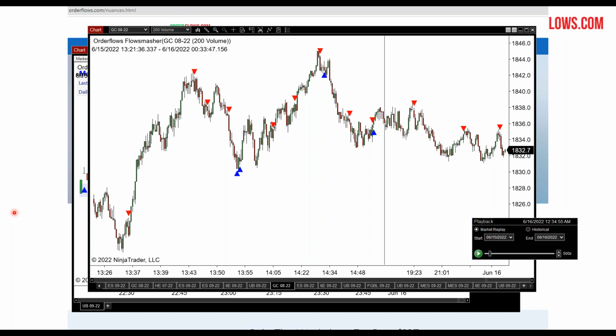Someone asked, what's the difference between Pulse and Flowsmasher? The Orderflows Pulse looks for momentum picking up, because momentum can shift really fast. The Flowsmasher looks at a different aspect of the order flow, but takes it relative to a certain period. Pulse doesn't take that into account at all, and just looks for order flow within the bar, not relative to a period prior to that bar.